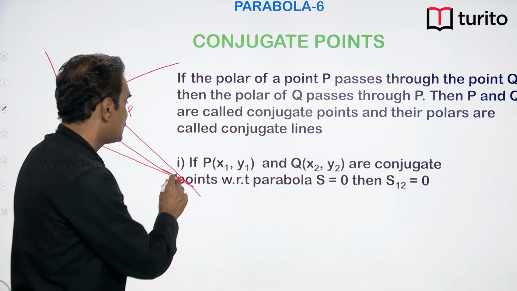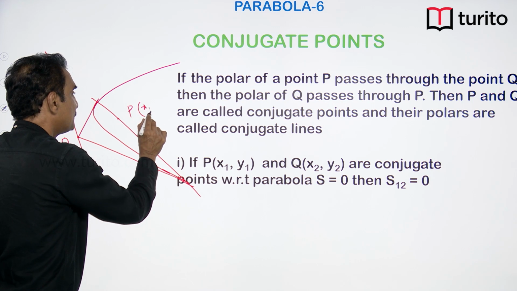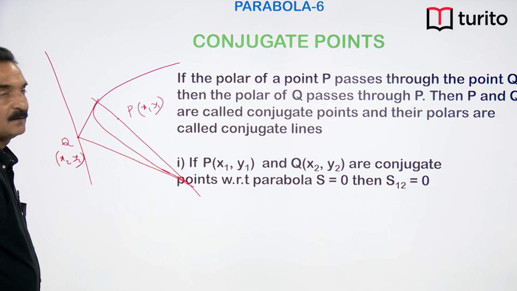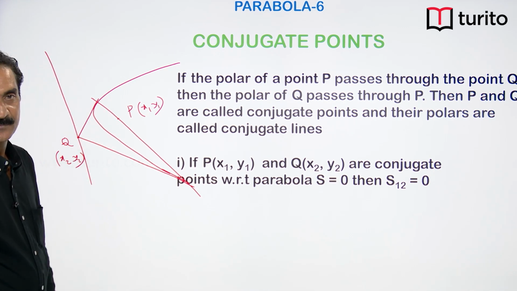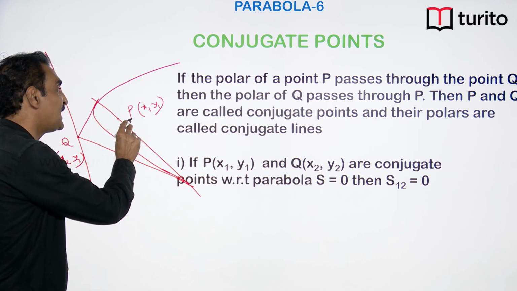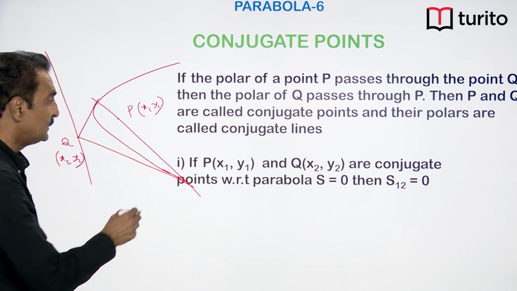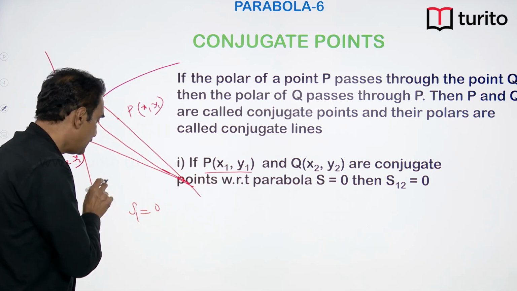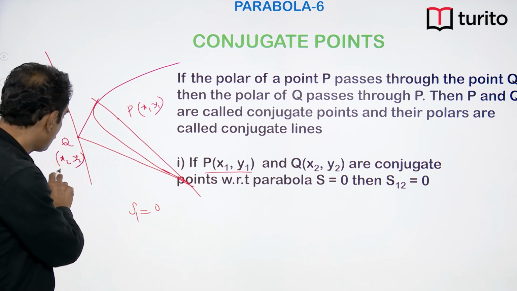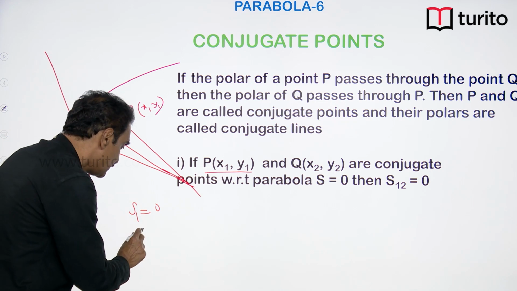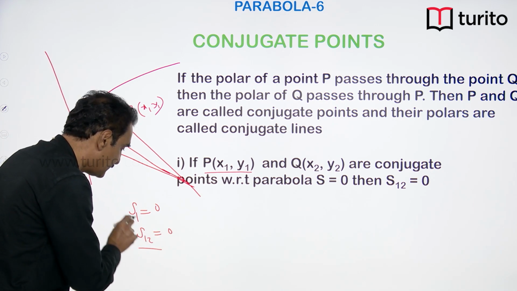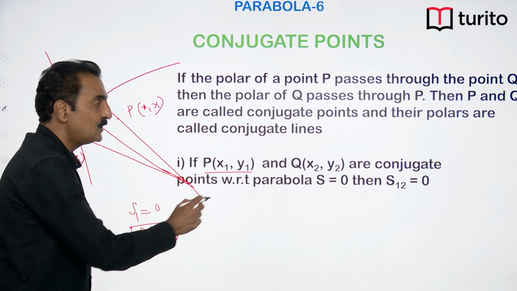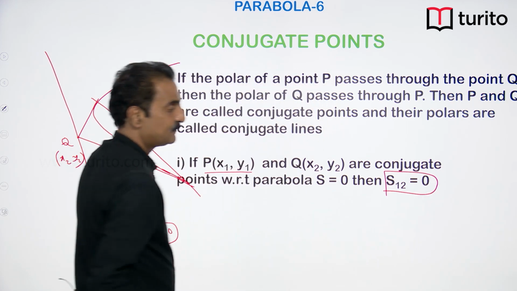Next, suppose this point is x1, y1, this point is x2, y2. If they are conjugate points, then the polar of each point passes through the other. What is the polar of x1, y1? S1 is equal to 0. It passes through x2, y2. By substituting x2, y2 in the equation S1 is equal to 0, you will get S12 is equal to 0. So, this is the condition for conjugate points.